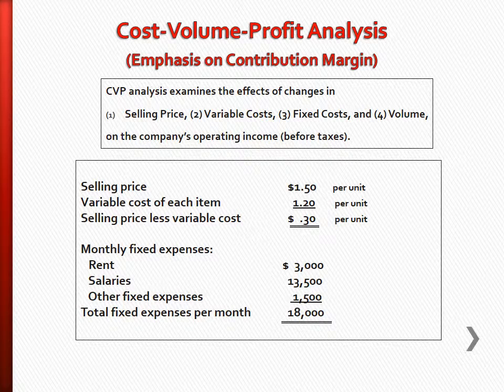Now, we're concerned about covering our monthly expenses: rent of $3,000, salaries of $13,500, and other fixed expenses, which could be production fixed expenses or marketing fixed expenses, of $1,500. Total fixed expenses are $18,000 a month. Hopefully you see the issue here. Given that we have fixed expenses of $18,000 and we're earning only 30 cents per unit, how many units must we sell to first cover those fixed expenses? Because we must cover them first before we get to profit.